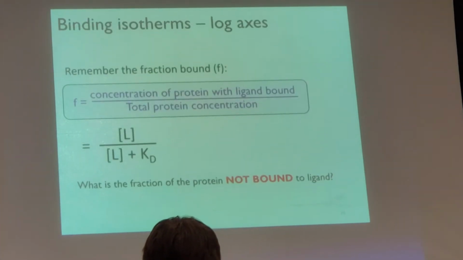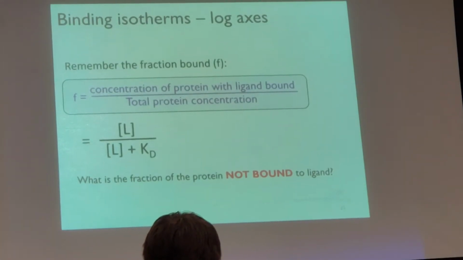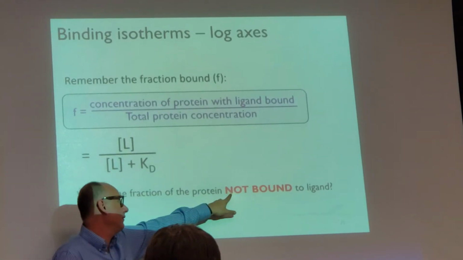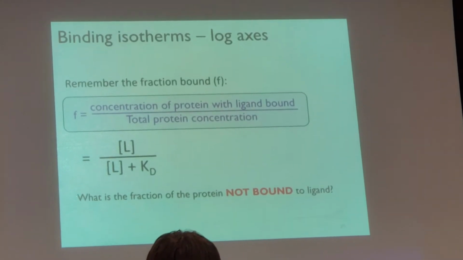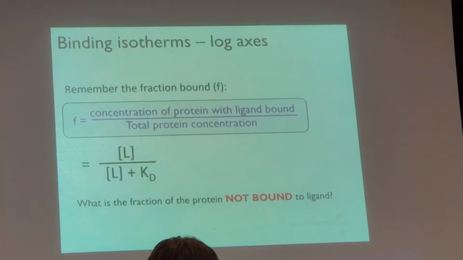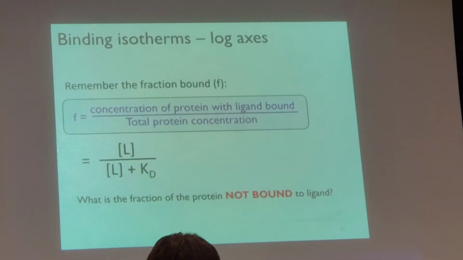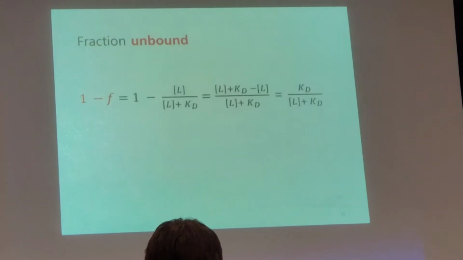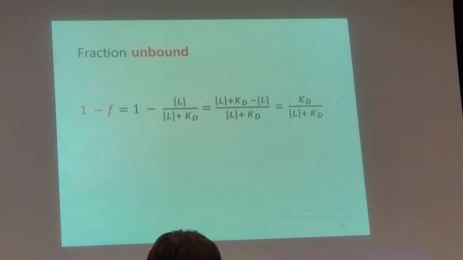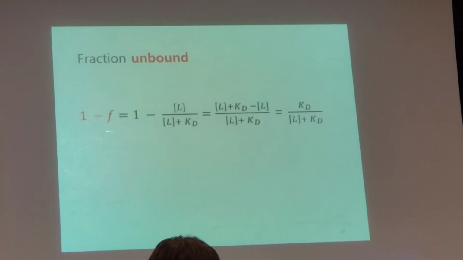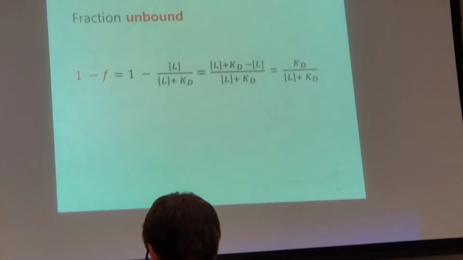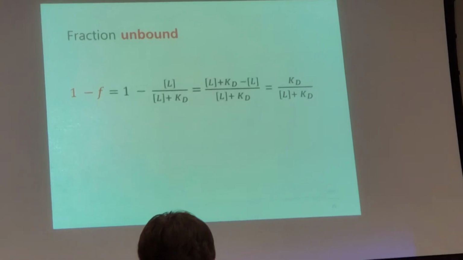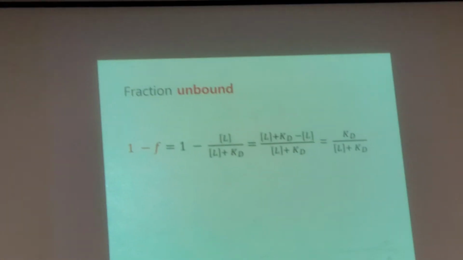So if I want, I can also think about the fraction of the protein that's not bound, rather than bound. I can think of the fraction that isn't bound also. So instead of F, I'm interested in 1 minus F. Glass half empty instead of glass half full. All right, so here is 1 minus F. Simply what I took was the definition of F, which is just ligand over ligand plus KD.